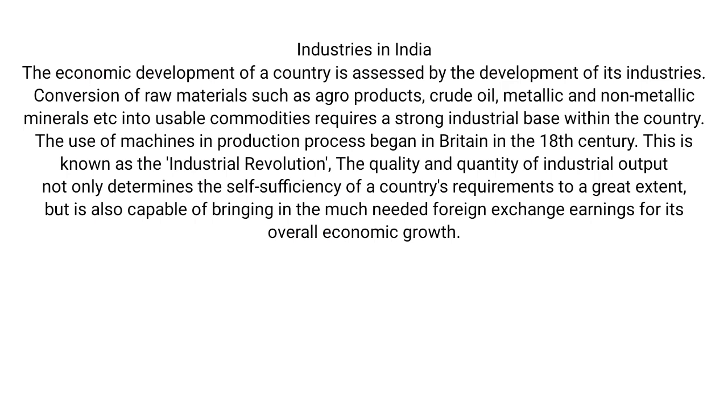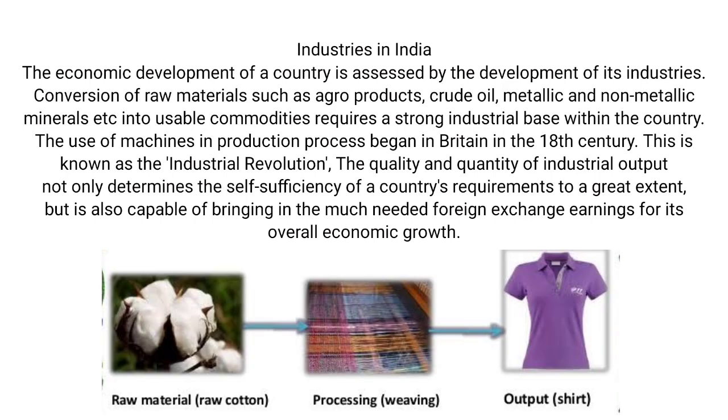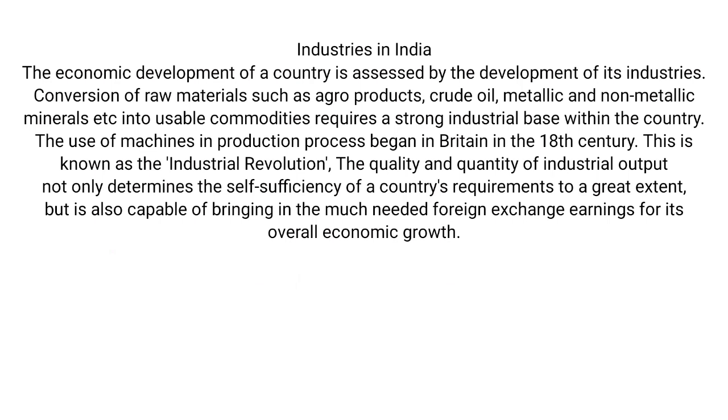An industry is a unit where raw materials are processed into finished goods. For example, in order to obtain sugar, we need a particular unit where we can process sugarcane. That particular unit is known as an industry. The use of machines first started in Britain in the mid 18th century. That was the beginning of the industrial revolution.